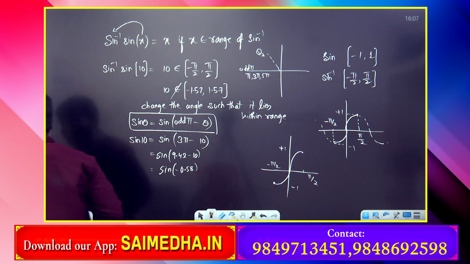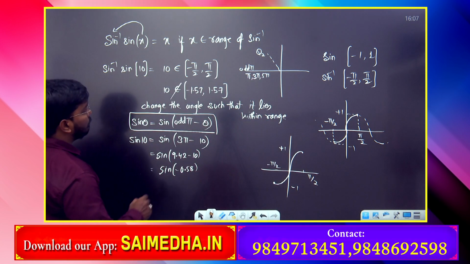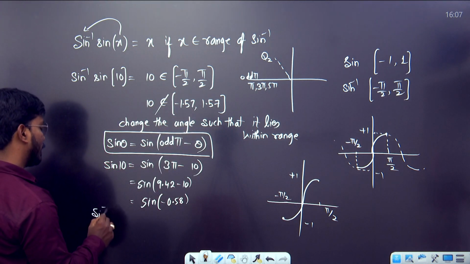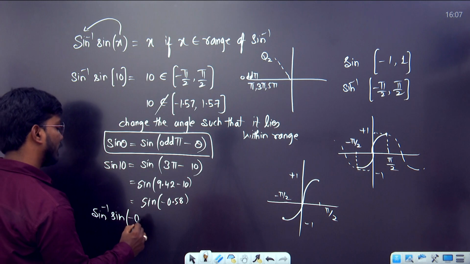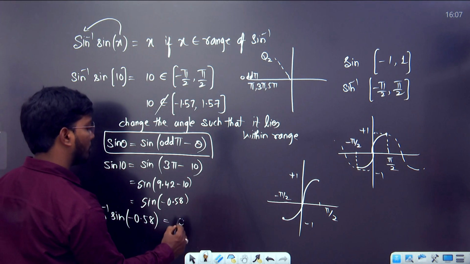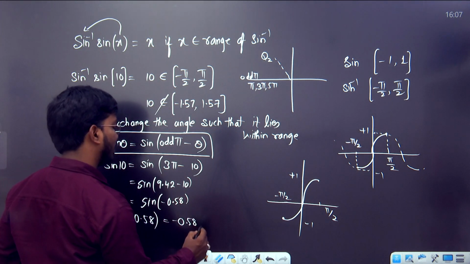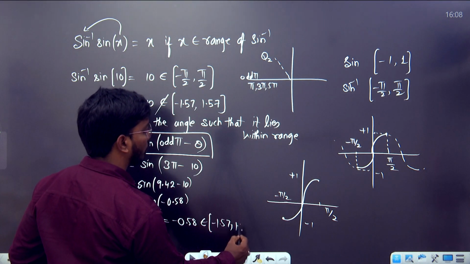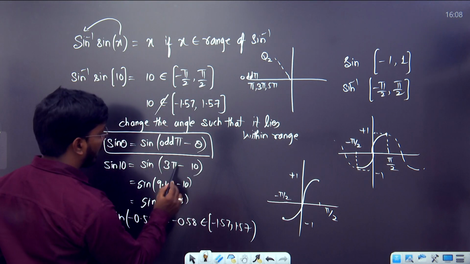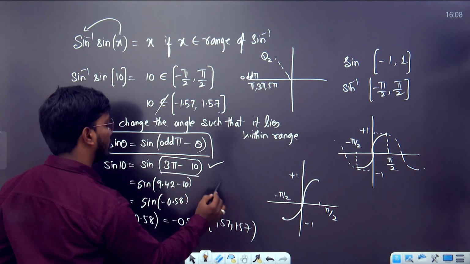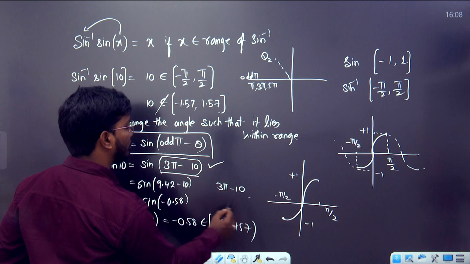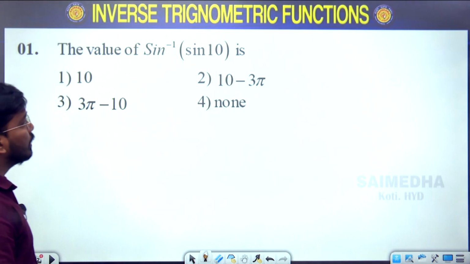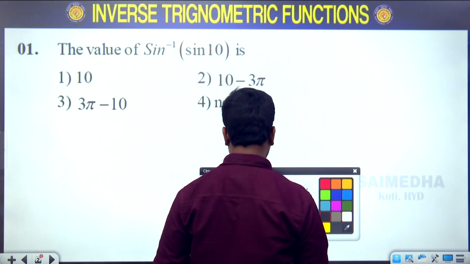So now can you say that minus 0.58 lies in between minus 1.57 to plus 1.57 or not? Yes. So sine inverse of sine of minus 0.58 is going to become minus 0.58, that lies in the range of minus 1.57 to plus 1.57. So directly we can write that 3 pi minus 10 is our answer. So in the options, let's see what is the options given. The value of sine inverse of sine 10.